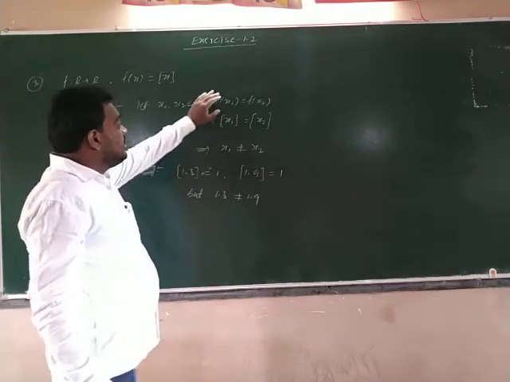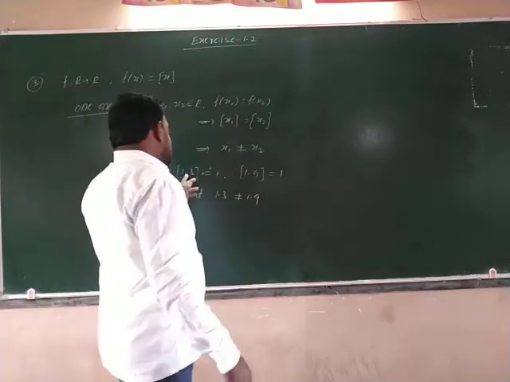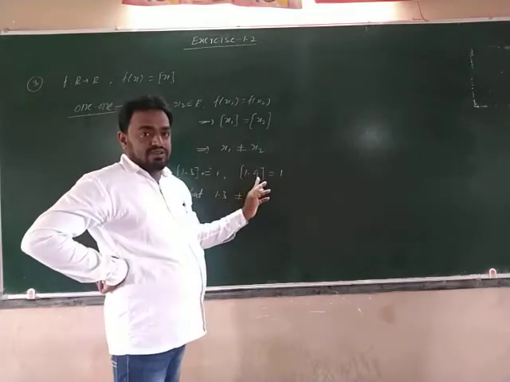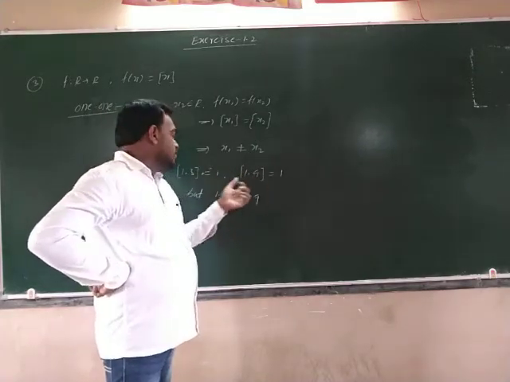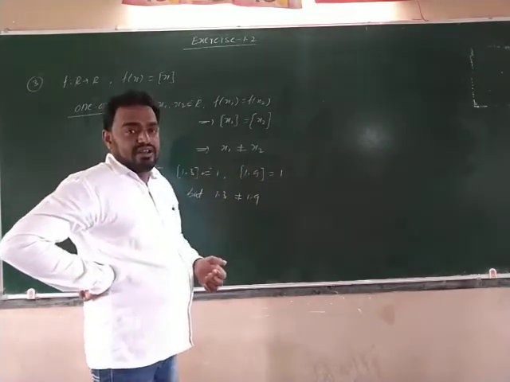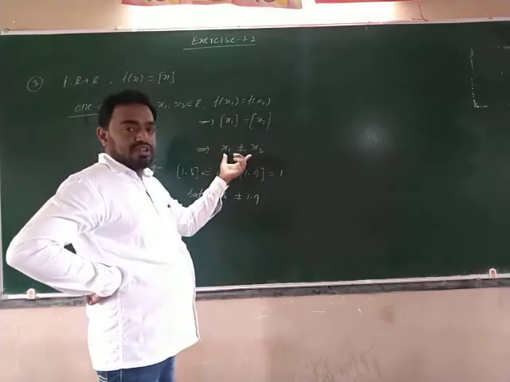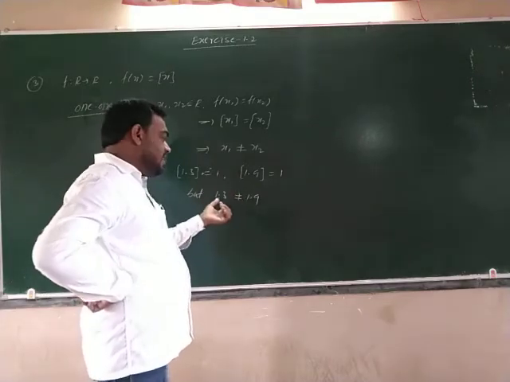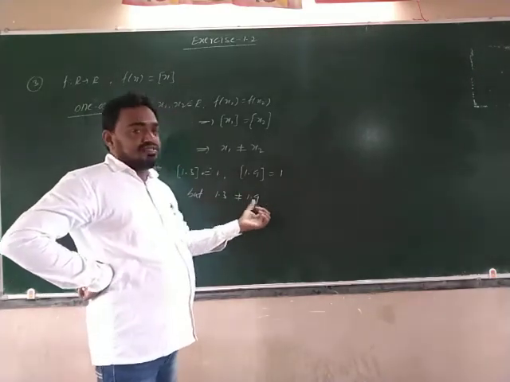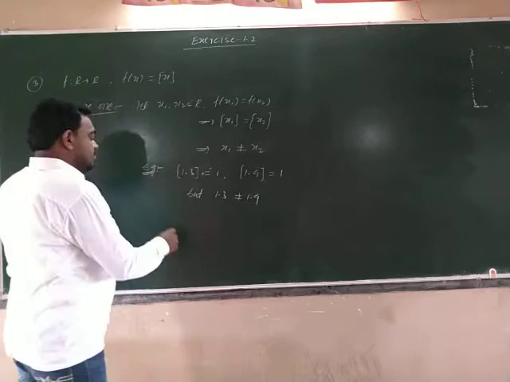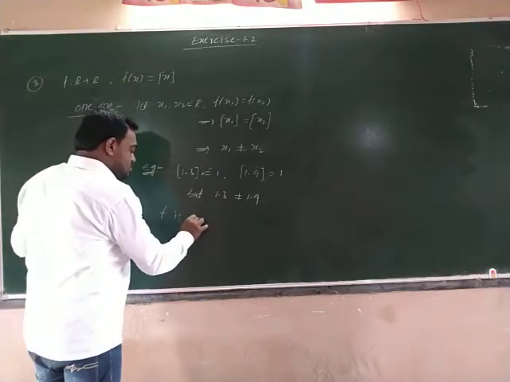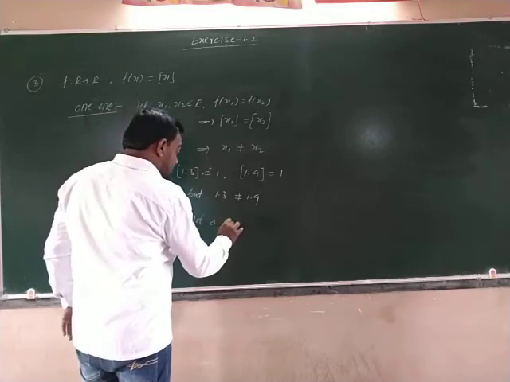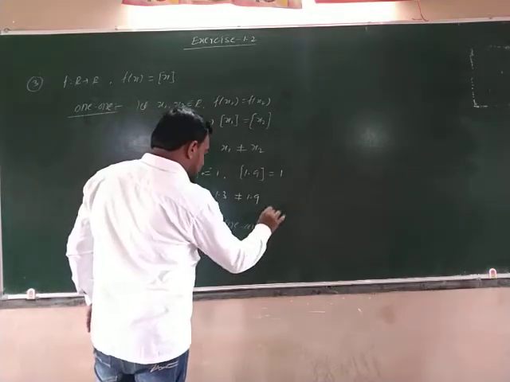This is for example the f of x1 value and f of x2 value. What I have said is f of x1 equal to f of x2. That means the images are equal, but x1 equal to x2 is not possible, since 1.3 is not equal to 1.9. So therefore f is not one-one, or injective.